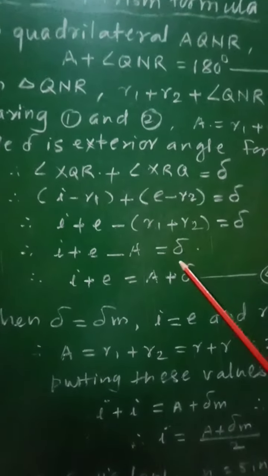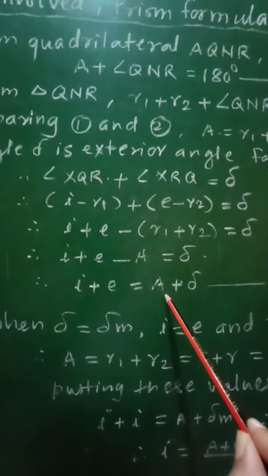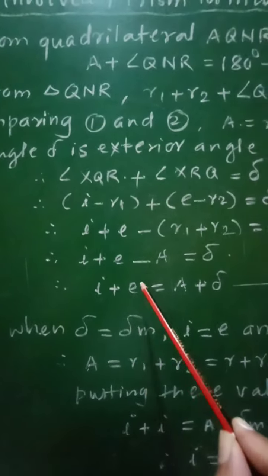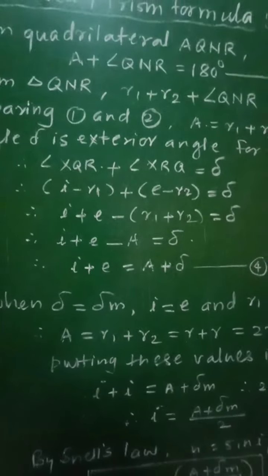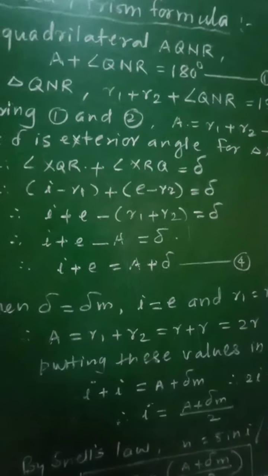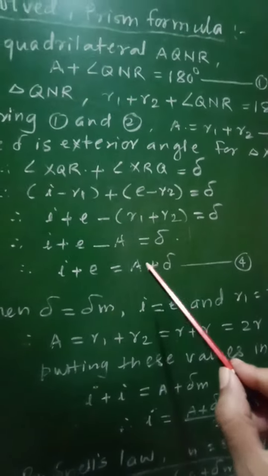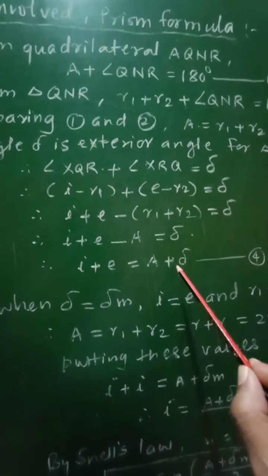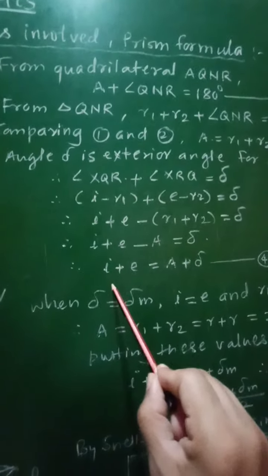From this relation, A is constant, that is, it will be fixed for a given prism, and therefore the variables are I, E and delta. So this equation 4 will give us the relation between angle of incidence, angle of emergence, angle of prism and angle of deviation. But from this equation it is clear that the values of E and delta, angle of emergence and angle of deviation, will depend upon angle of incidence I.